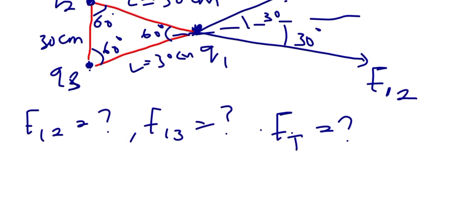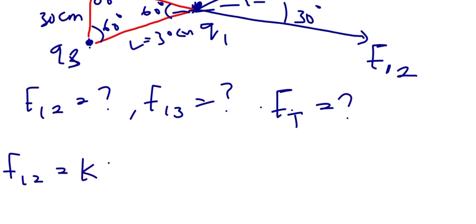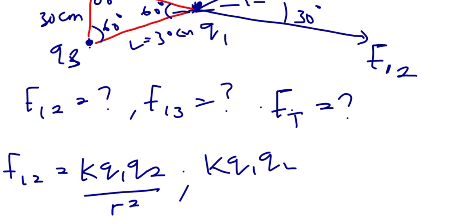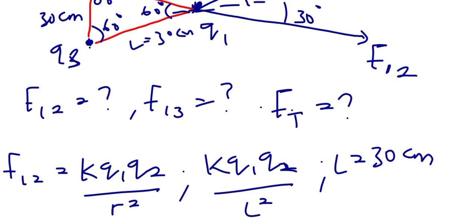We remember that to find the force between two point charges, we need to use this formula. F12 equals K Q1 Q2 over R squared. But remember, R is given to us as L, so it's the same as K Q1 Q2 over L squared. And L equals 30 centimeter. We can convert L, 30 centimeter, to meter: 30 times 10 to the power of negative 2 meter.